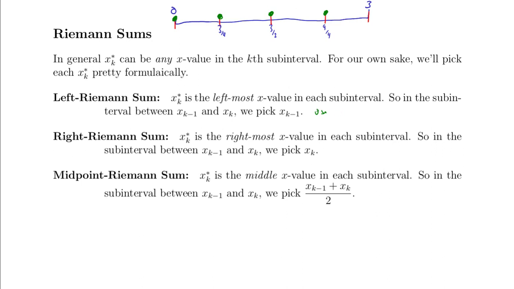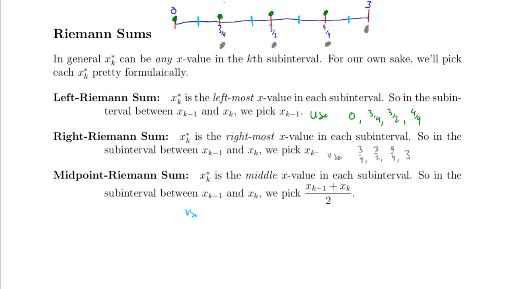So for the left one, we'll go ahead and use 0, 3/4, 3/2, and 9/4. For the right, we'll pick these ones. Notice that in each of our subintervals, I'm just grabbing the rightmost values. So here we'll use 3/4, 3/2, 9/4, and 3. And for the midpoint, we'll use values right here.